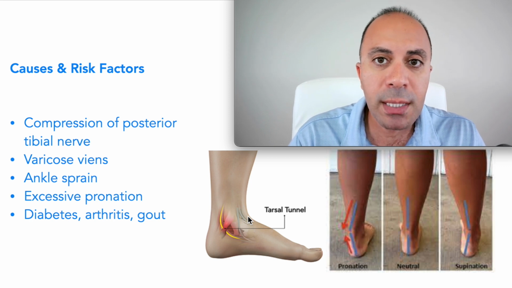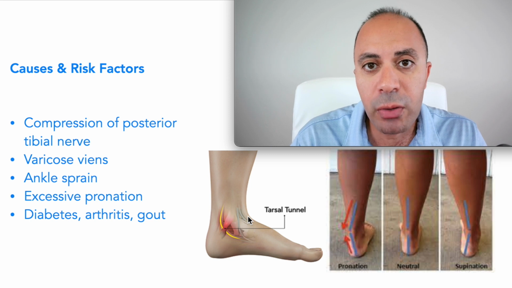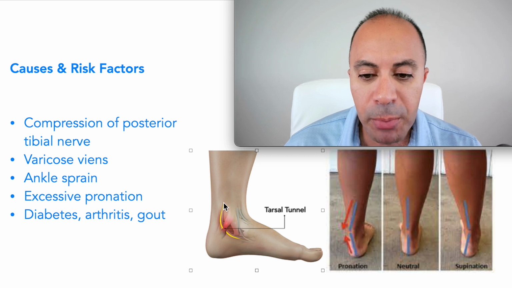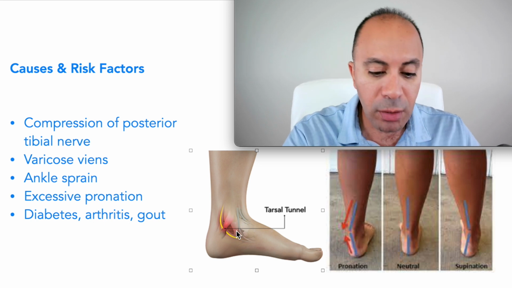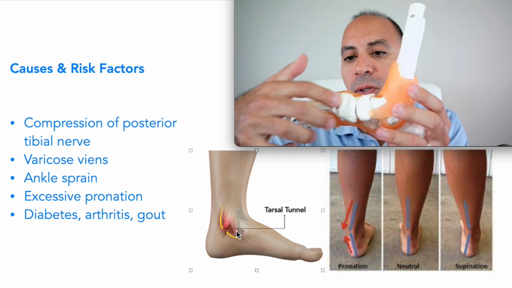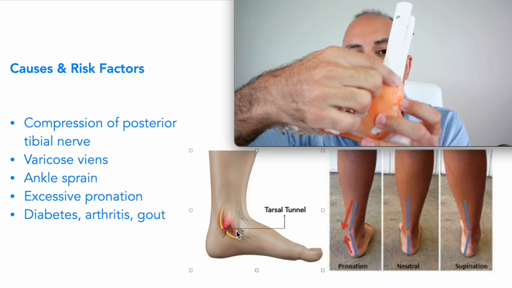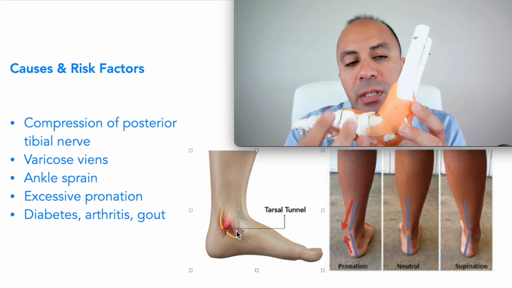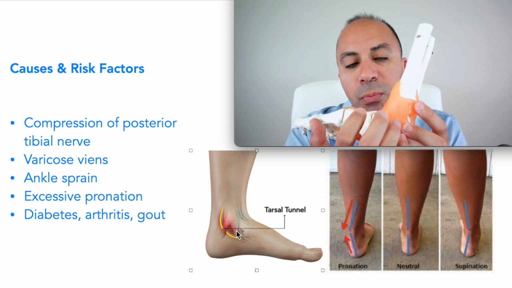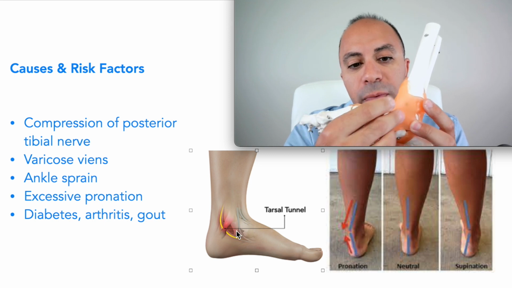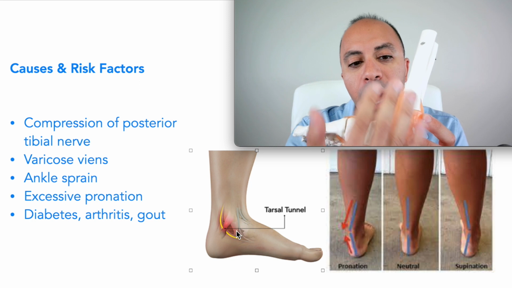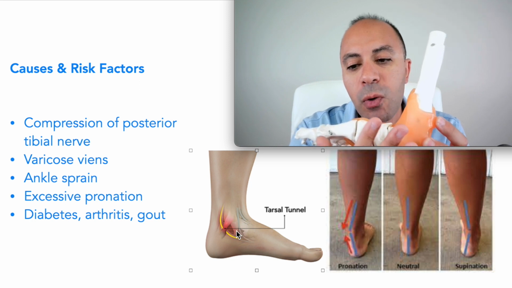So basically, what is tarsal tunnel syndrome pain? It's very simple. Your posterior tibial nerve is compressed or squeezed. As you see in this image, the posterior tibial nerve is passing here from the inside of your ankle. So when you look at your ankle, your big toe is here, and the nerve is going from the inward side of your ankle. Tarsal tunnel syndrome is basically compression of the tibial nerve passing here.